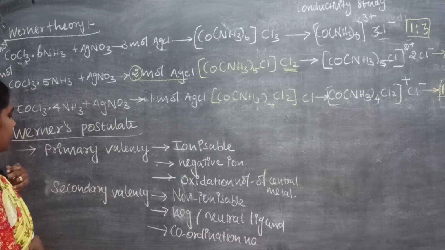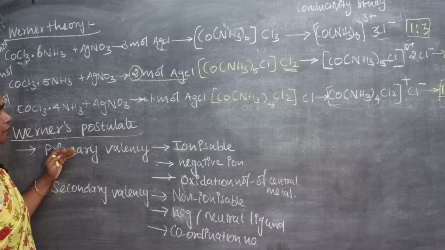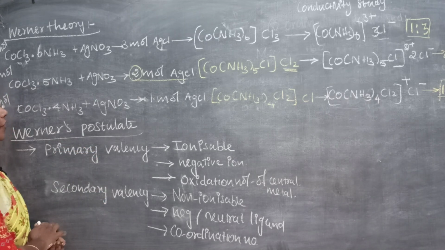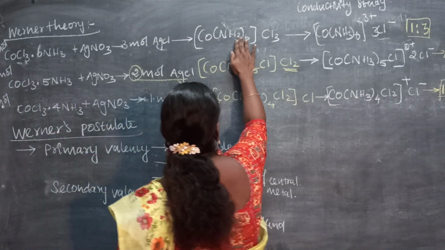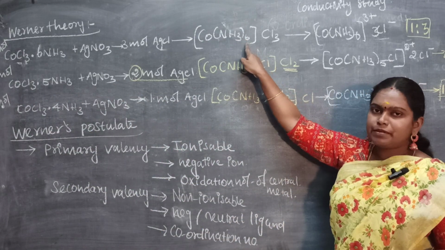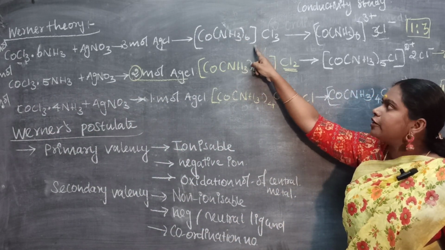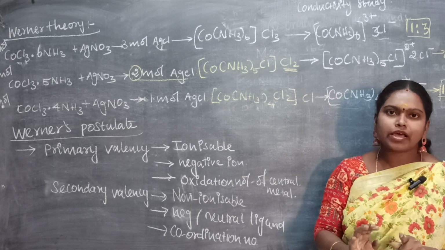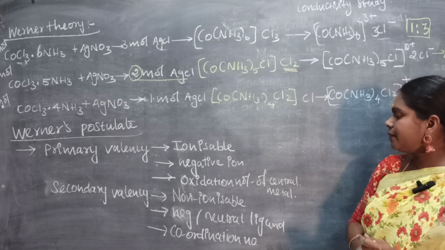Then next, mostly they ask questions on the primary and secondary valency. For example, take this example, and they may ask to find out the primary valency and the secondary valency of the complex.